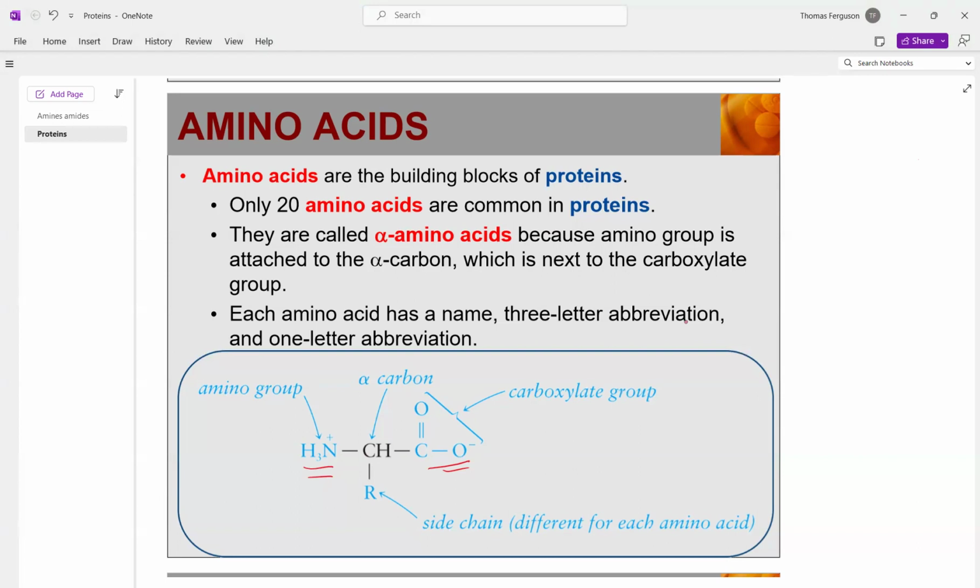Okay, and then you've got one carbon in the middle that has the ability to have different functional groups hanging off of it. Now, they call it an alpha carbon. That alpha carbon happens to be a chiral carbon also, meaning it can have a D and an L form. Now, remember from carbohydrates, the native form of a carb is the D form. With amino acids, it's the L form.